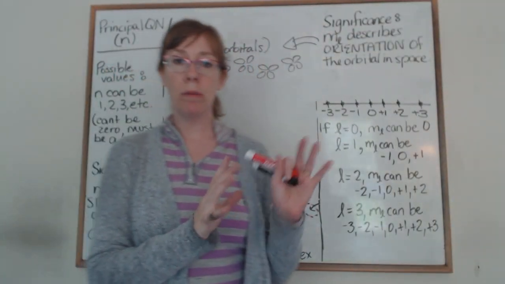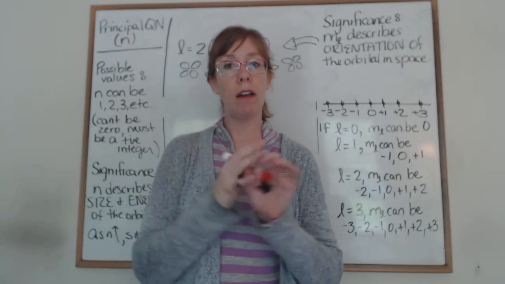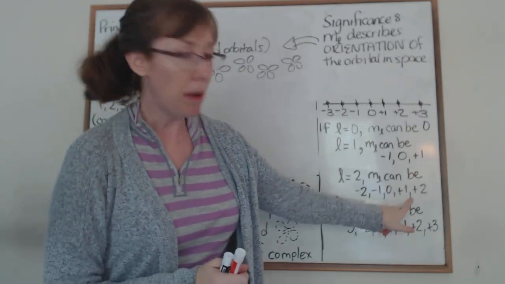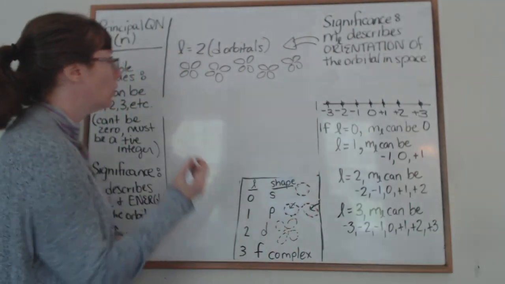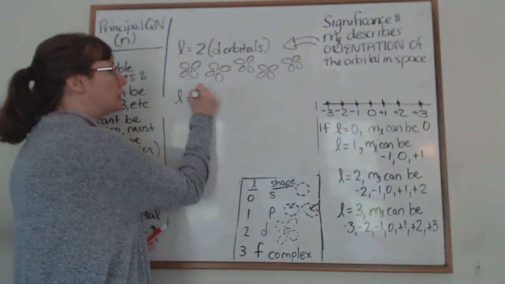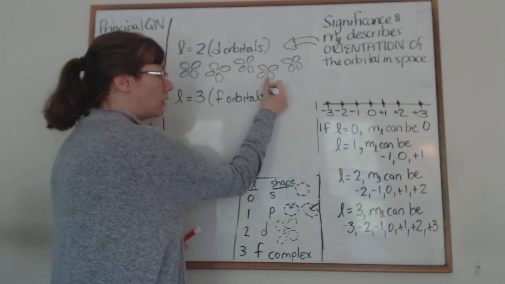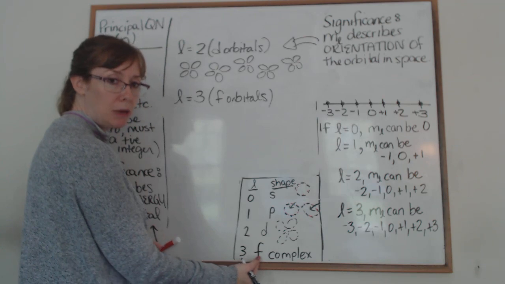So when you have d orbitals, it doesn't just come as 1. You get a set of 5, all facing different directions, declared by the number of magnetic quantum numbers. And then lastly, L equals 3. These are called f orbitals. These are the ones with a very complex shape when L equals 3.